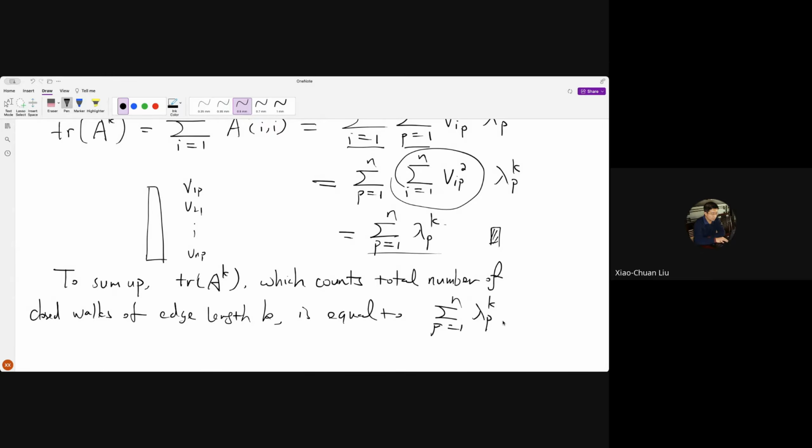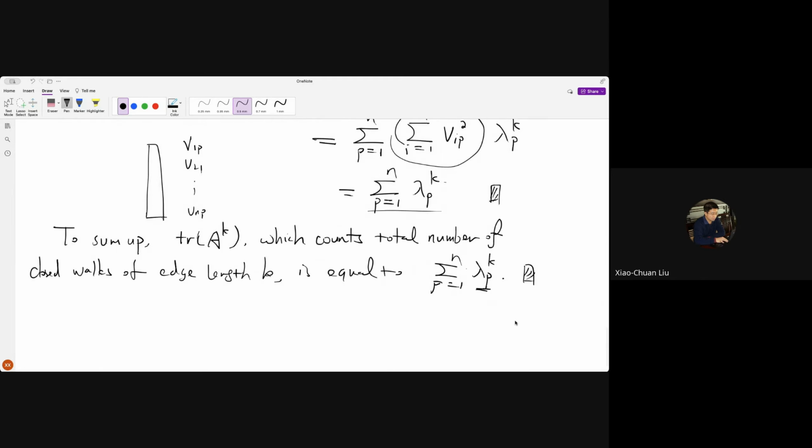I think this is a pretty cool observation. These eigenvalues, you don't even know they are integers. I'm not sure, is it possible some of the eigenvalues are not integers? But if you take the powered sum of them, it counts something. Clearly, it has to be an integer.